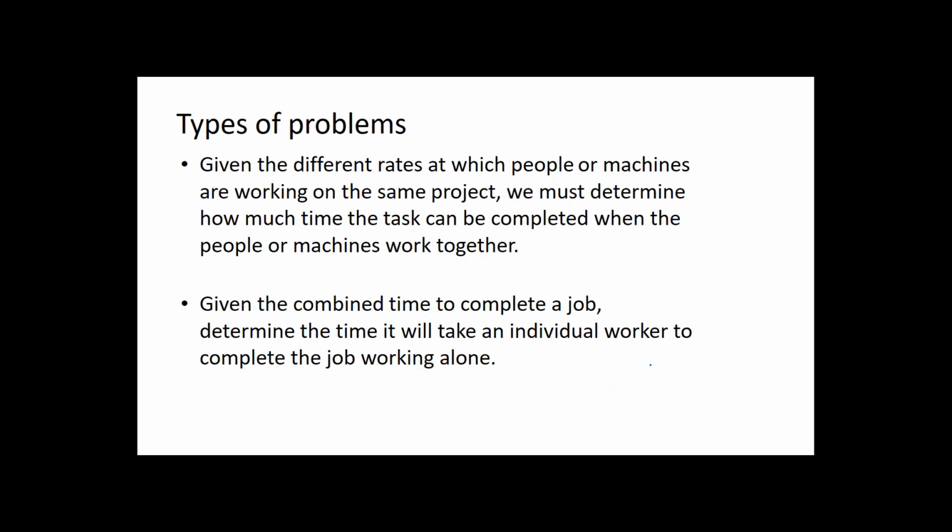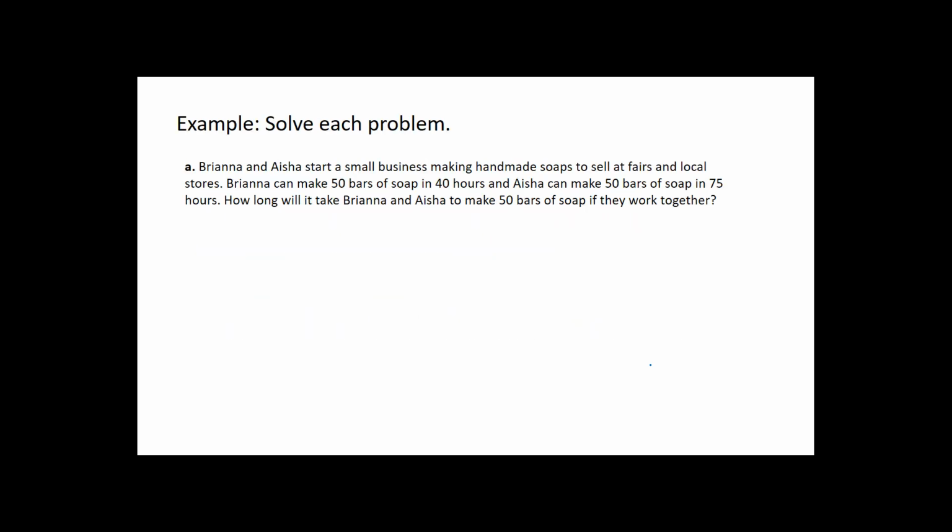There are two types of problems that we're going to solve. One is, given the different rates at which people or machines are working on the same project, we must determine how much time the task can be done when the people or machines work together. And then we can also do that in the other direction. If we know the combined time to complete a job, we can determine the time it will take for an individual worker to complete the job working alone. So we're going to look at two examples.